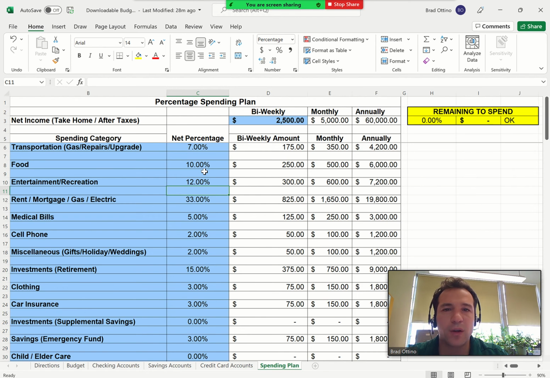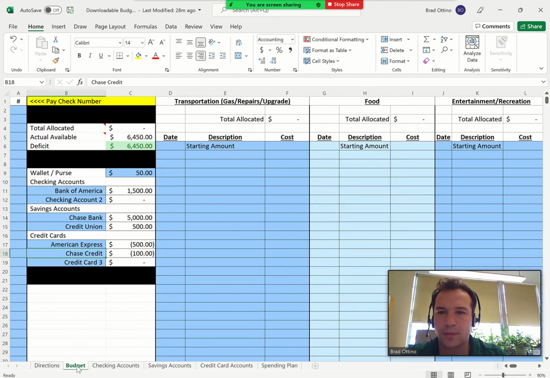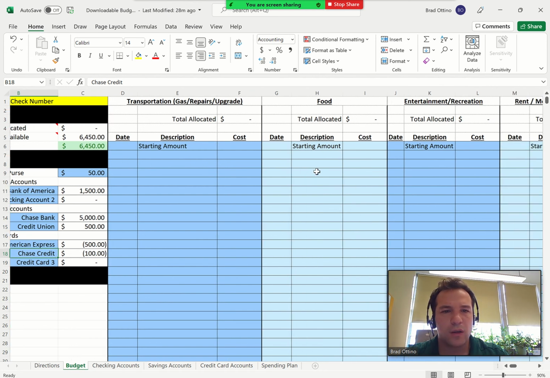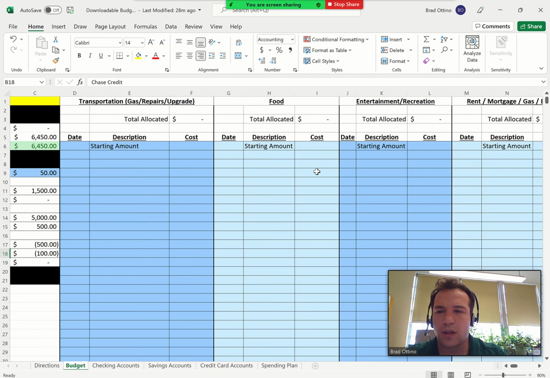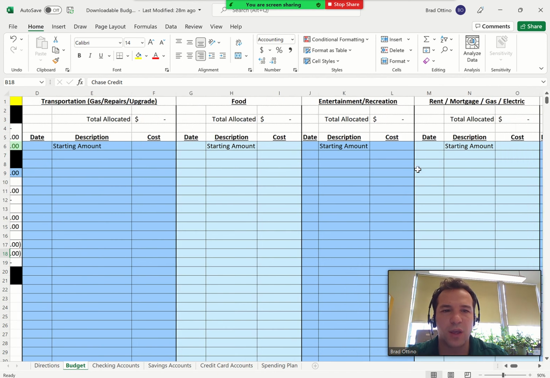Now let's go into our budget and start allocating funds. The total of all of our savings and checking accounts, minus our credit cards, is about $6,400. So we have to dedicate where we want to start. We have $6,450 to spend.